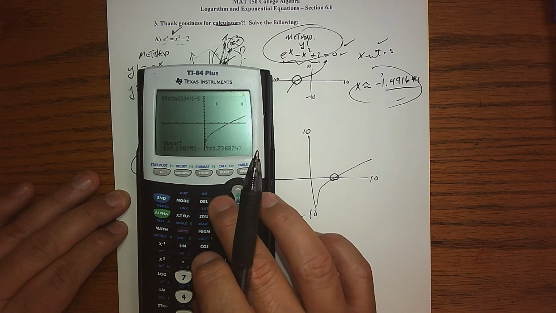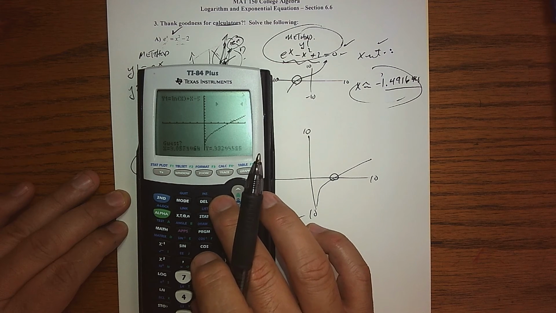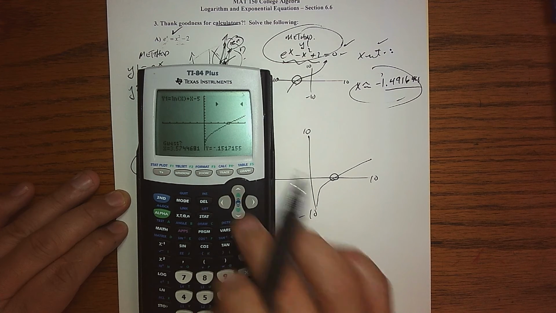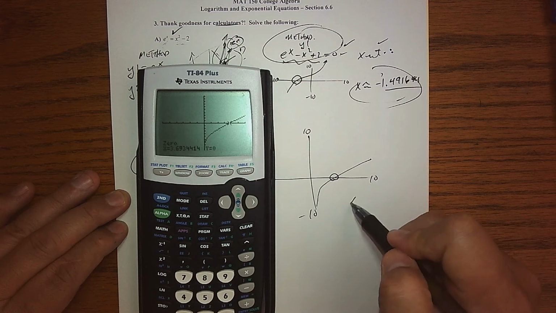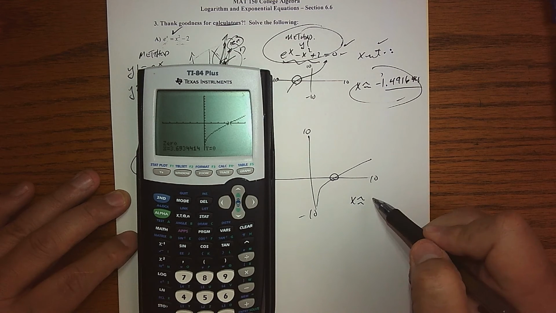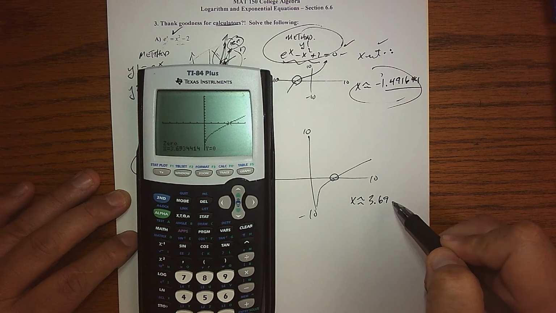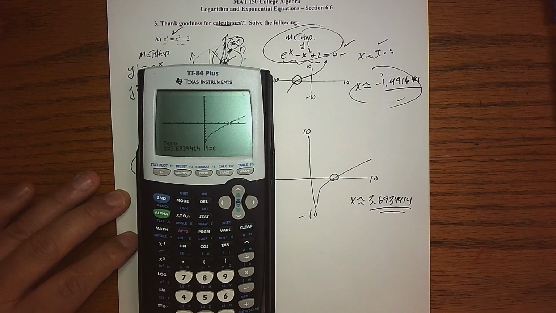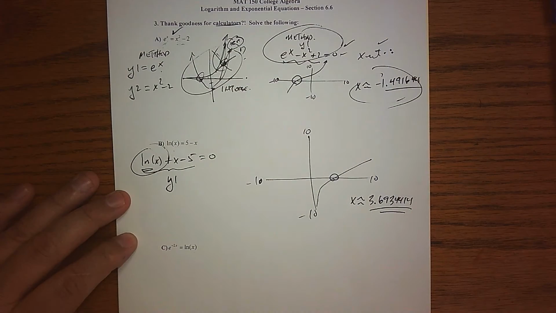And now I'm going to do a guess. So move my cursor, and that looks like a pretty good guess. So we're getting, in this case, x is 3.69344414. Alrighty, so there would be the solution to that equation right there. And again, we had to use technology.